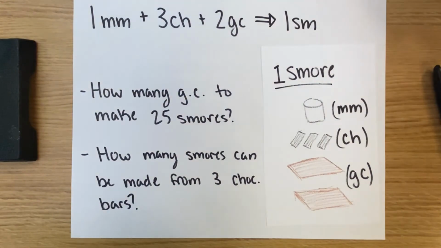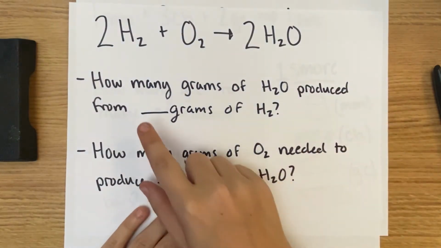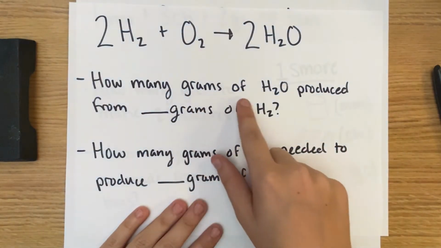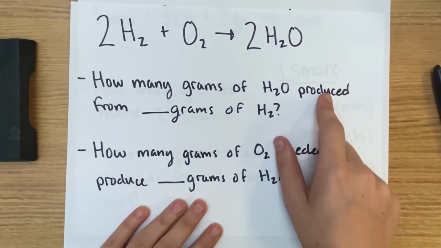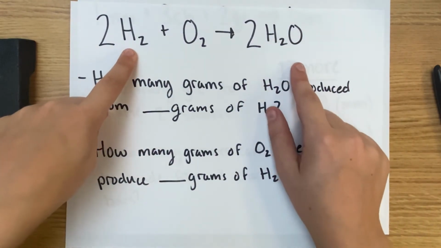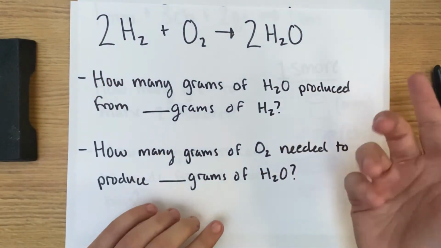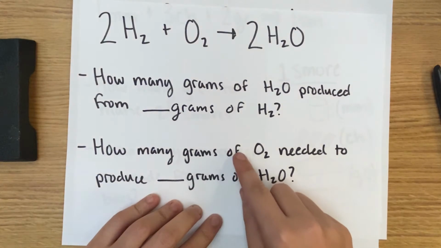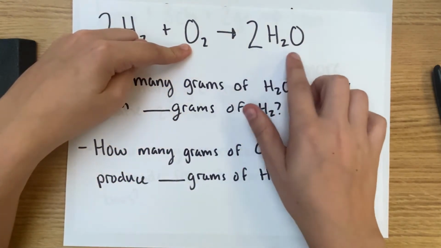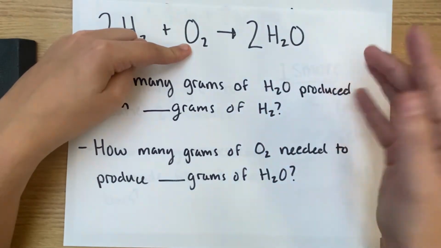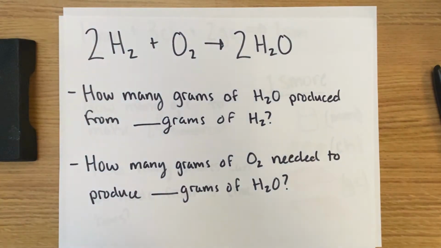This same concept applies to chemical reactions. If we want to know how many grams of H2O can be produced from a certain amount of hydrogen, then we're going to do stoichiometry to figure that out. Maybe we want to know how many grams of oxygen I would need to make a certain amount of H2O, and we can figure out both of those answers using stoichiometry.